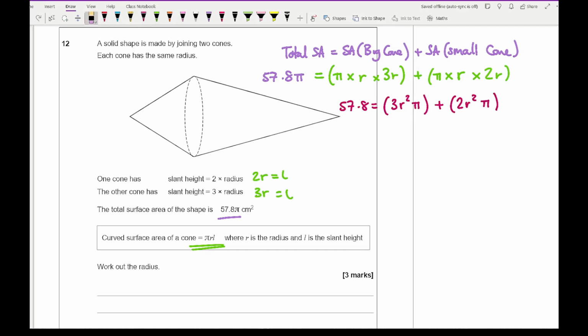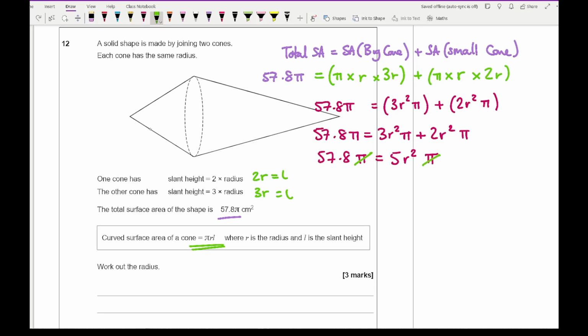I've missed out the pi on the 57.8, so let me just write that in. And here we've got 57.8 pi. Then if I expand the brackets, I get 57.8 pi equals 3r squared pi plus 2r squared pi, which then becomes 57.8 pi equals 5r squared pi. Then at this stage I can cancel the pi's because both sides have got pi, and so therefore 57.8 divided by 5 equals r squared.